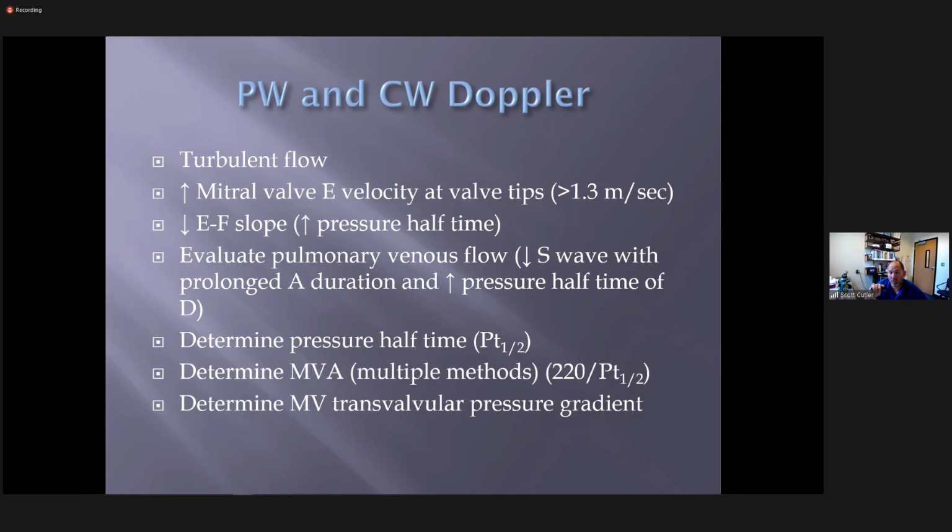And it looks like they're also recommending planimetry, ideally in 3D if you can do it. So that's ASC's recommendation. But yes, you can do pressure half time or the continuity equation. You can also do PISA. Those are perfectly acceptable ways of quantifying that valve. Nancy?